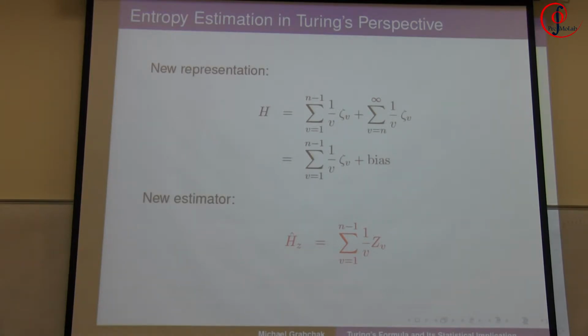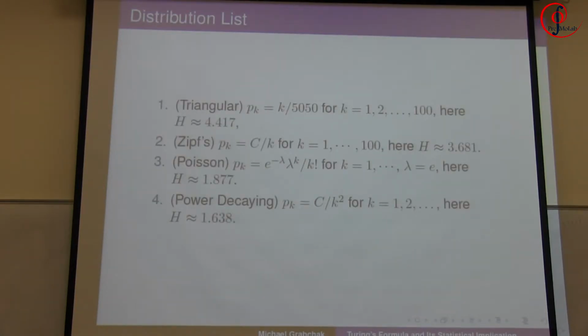Theoretically, these seem like nice properties, but let's see how it actually does in simulations. I will consider simulations based on 4 distributions. The first one I call triangular because, well, it looks like a triangle. Just basically k, normalized appropriately, where k goes from 1 to 100. Zipf is basically 1 over k, again from 1 to 100. So the first 2 are situations where we have a finite and bounded support.